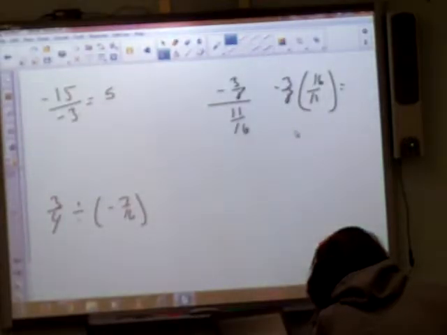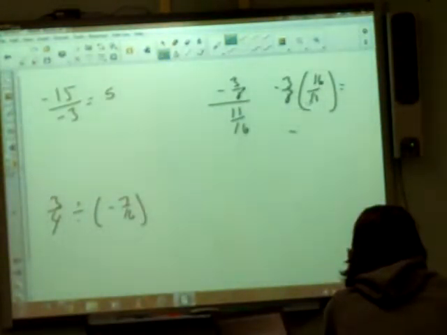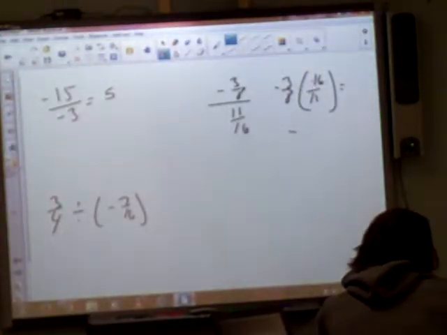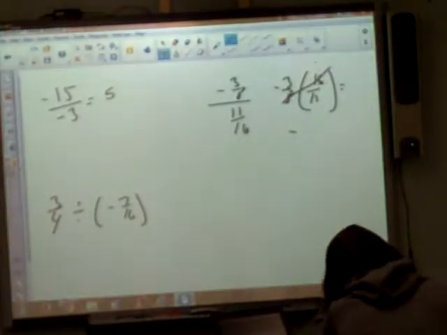Okay, now you can do this a ton of different ways. You can multiply straight across the top, straight across the bottom, and then reduce. Your calculator can multiply those. There's no problem with that. I see something that's easy to reduce beforehand. I got that same 16 over 8 there. That's the same as 2.